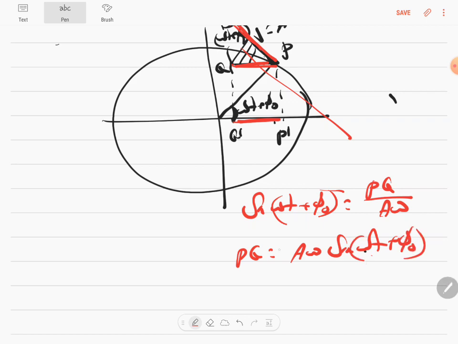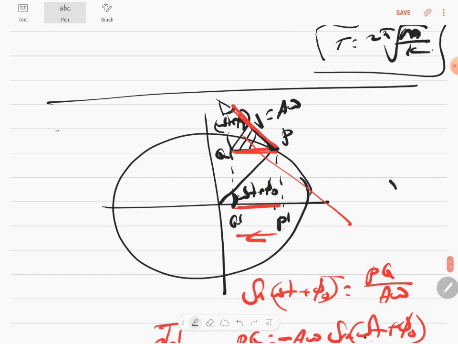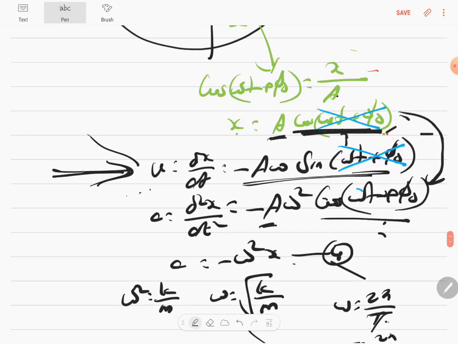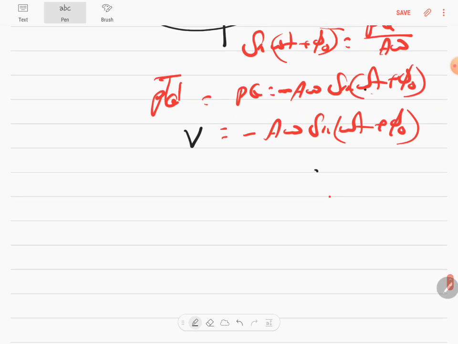However, the velocity is directed towards the center. It has moved from P dash to Q dash in this case. So you have to insert a negative sign, which is also equal to P dash Q dash, and that gives you the velocity vector as minus A omega sin(omega t plus phi naught). Thus you get the velocity here, which is the same as what you wrote by differentiating. So what you got by differentiating is what you get by depicting the diagram also. That clarity you should have.